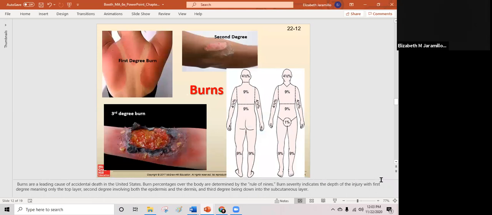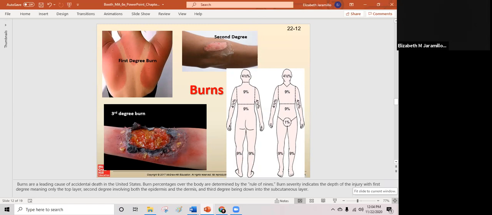So burns are a leading cause of accidental death in the United States. Burn percentages over the body are determined by the rule of nines, okay? So this can be kind of important, guys. Burn severity indicates the depth of the injury, with first degree meaning only the top layer was burned, okay? So that would be your typical sunburn.